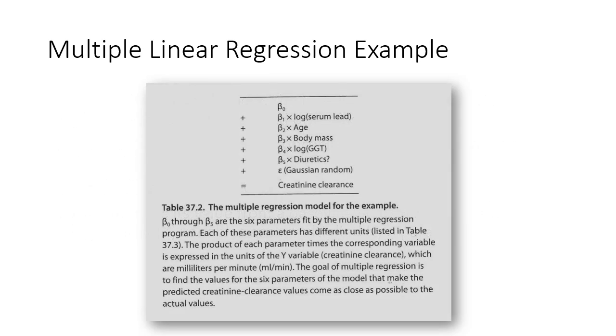So anyways, some of the different factors they looked at included things like the log of the serum lead concentration, which I mentioned before, and the age of the patient. We can look at the body mass of the patient. We can look at the log of the GGT they're measuring there, and use of diuretics. And again, that was all going to be factored in to see, okay, what was their creatinine clearance? What was that outcome there?